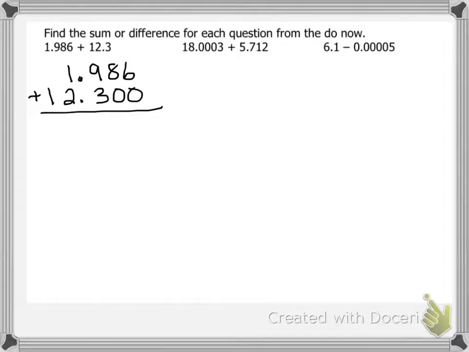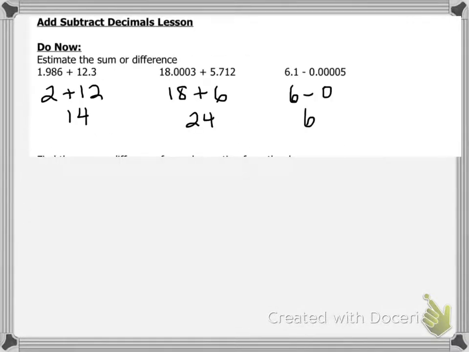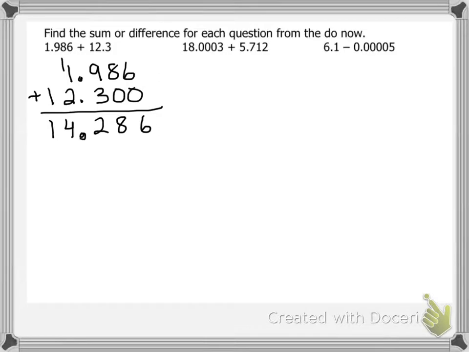And then we're going to add. So we have 6, 8, 12. I'm going to carry the 1. That's 4 and 1. We're going to bring our decimal point down. And we have 14 and 286 thousandths. Let's go back to our estimate. Our estimate was 14, and our actual sum is 14 and 286 thousandths. Those are close to each other.